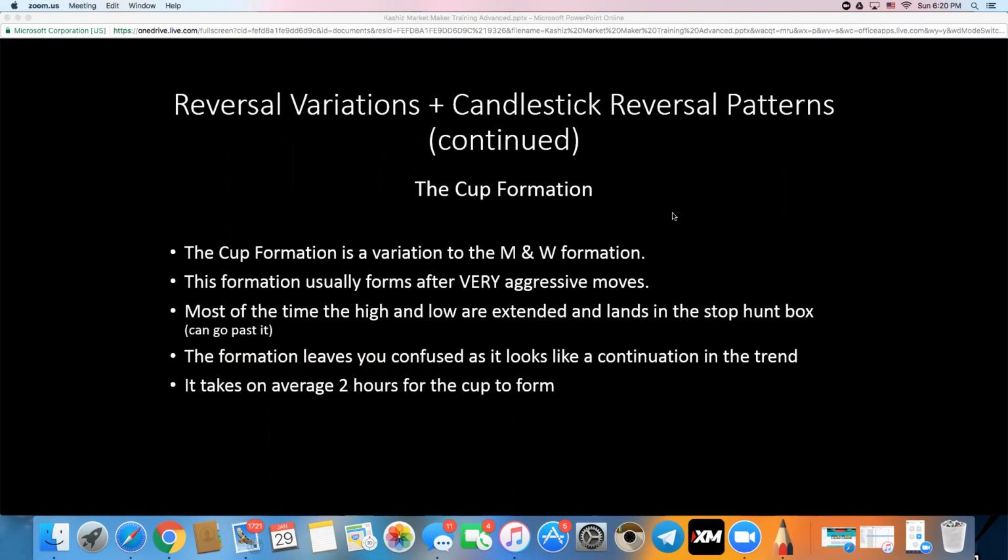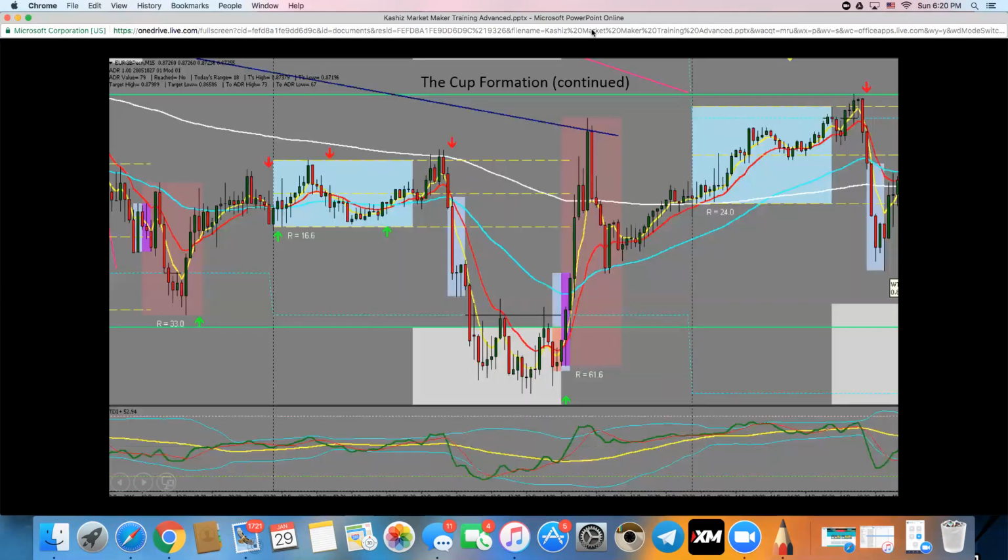All right, let's keep going. All right. The cup formation. Here's a perfect example. Very aggressive move. All right. This is Euro GBP, so you know this pair can be aggressive sometimes. Okay. All right. They came in, broke the low. They extended it for about 25 pips because it's in the stop hunt box. Okay. They did the little beautiful cup.